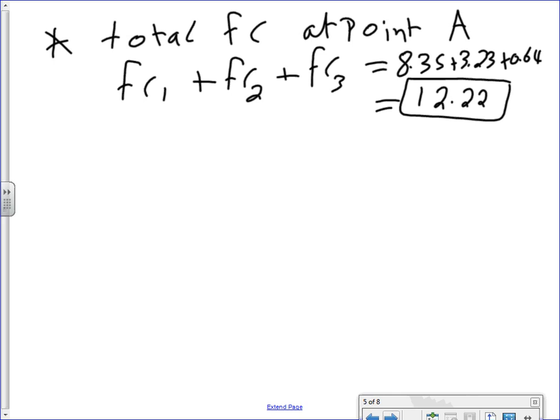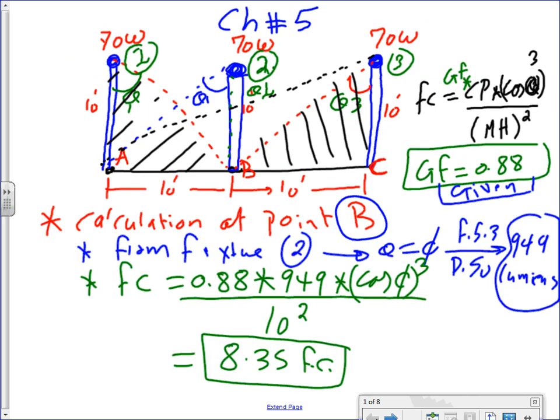So at point A, we're going to have 12.22, right? At point B it was 14.87. Makes sense. Point B, guys, is right in the middle of all these fixtures. Can somebody predict what's going to happen at point C? Do I need to do the calculation at point C, guys? One more time. Now I got point A, point B. Let's go back and look at C.